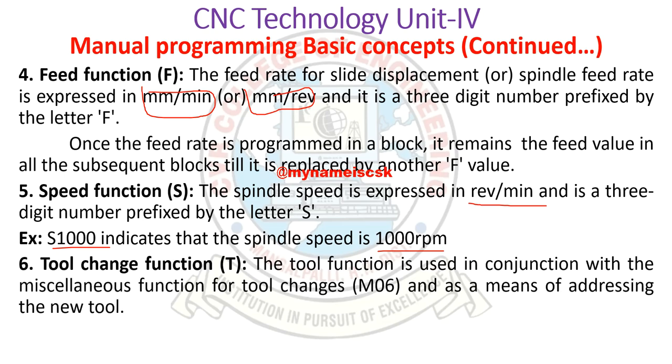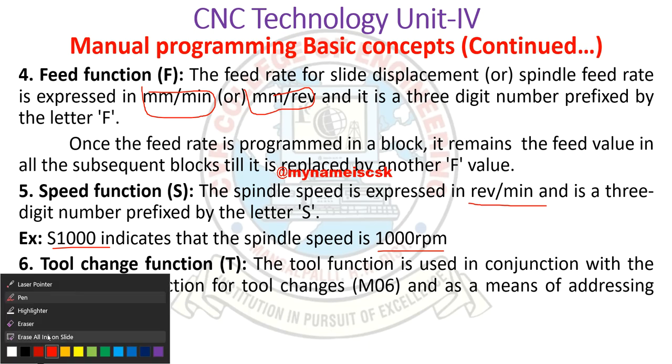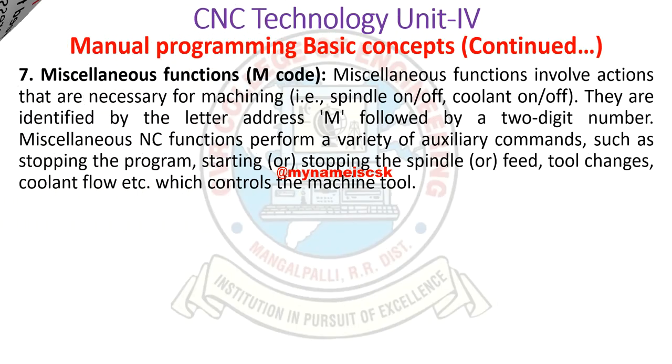Next, tool change. If you want to change any tool, we use T05 M06. Initially we have a tool number, for example tool number 3. We have to change from tool number 3 to tool number 5. Then we give T05 and M06. Then automatically the tool will be changed.